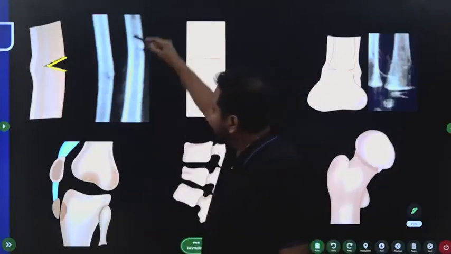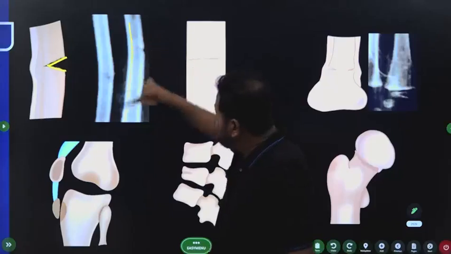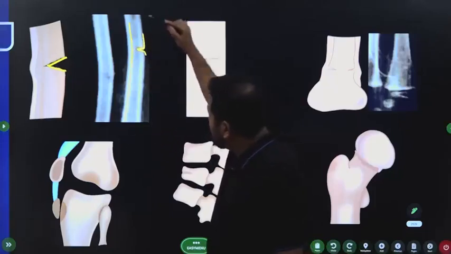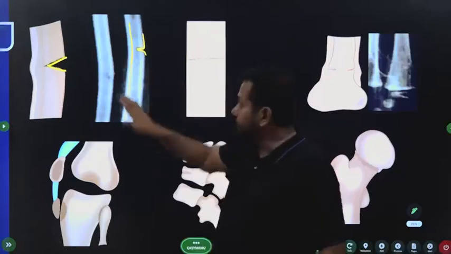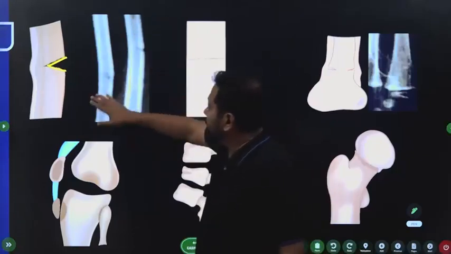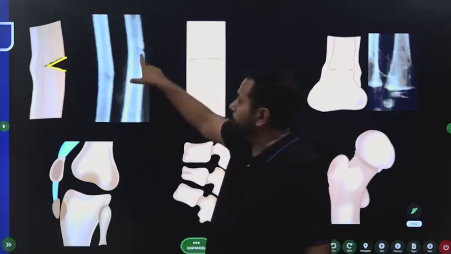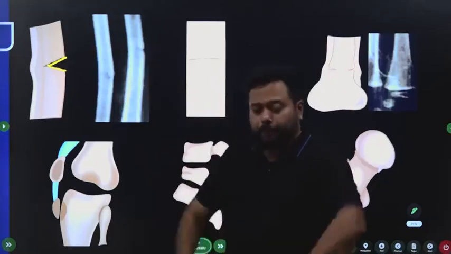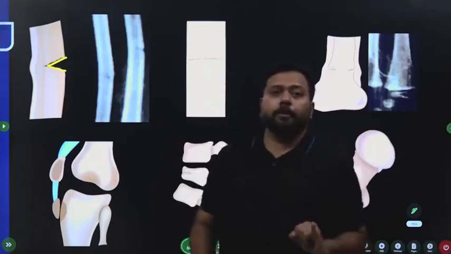See this X-ray here? This cortex is very much intact. Here you are able to see a gap in this X-ray. This is a real X-ray of one of my patients, a forearm X-ray. So here one cortex is open. This is a classical green stick fracture. What are the points to be noted in green stick fracture?